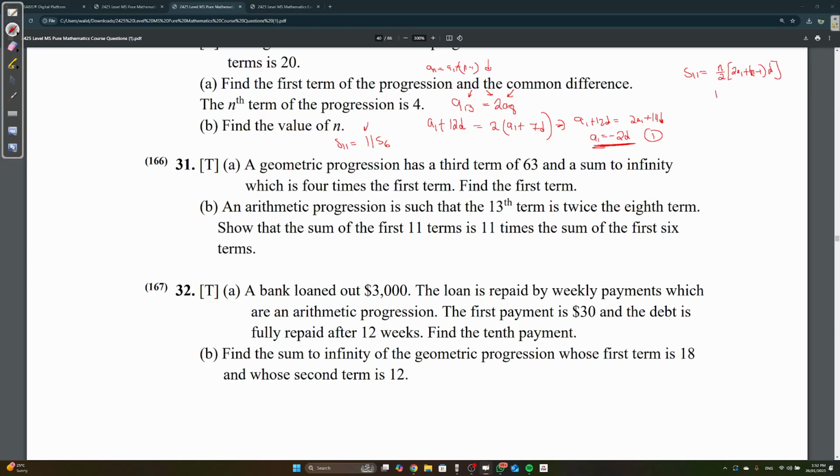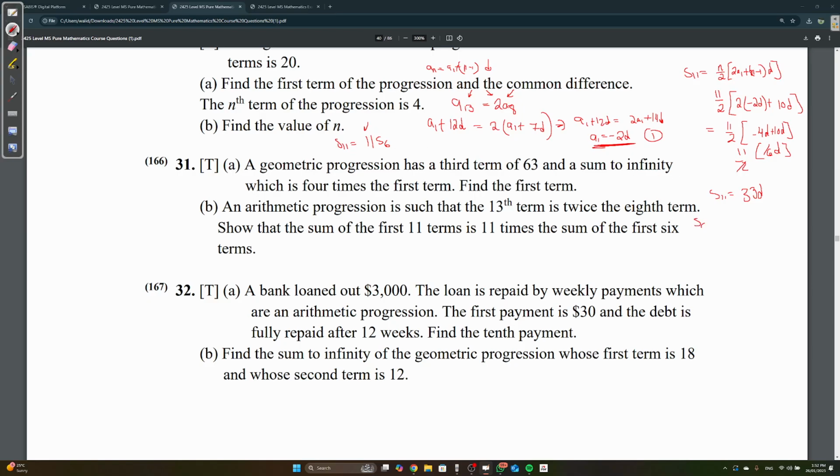Anyway, so n over 2, so it's going to be 11 over 2, 2a1. What's a1? Negative 2d plus n minus 1 d. What are we talking about? a11, right? So 11 minus 1, which is 10d. So we're going to get that the sum is equal to 11 over 2, negative 4d plus 10d. So we're going to get 6d inside, right? 11 over 2 outside. Cancel 6, you're going to get 33d. So S11 is 33d. How about S6?